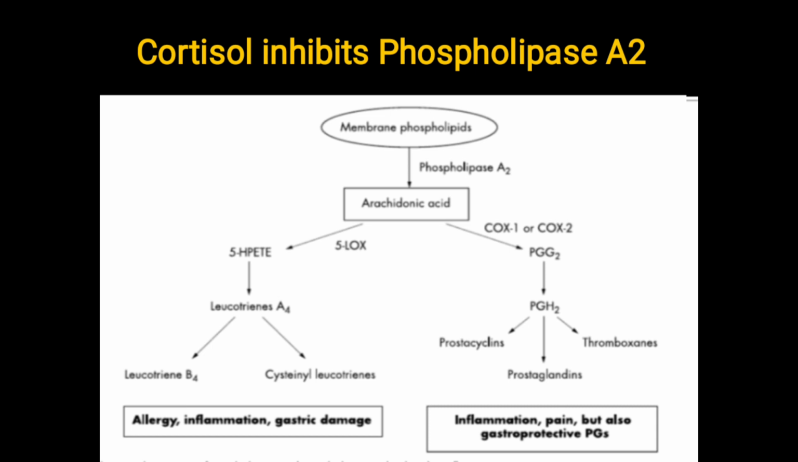So, this is the arachidonic acid pathway which generates the mediators of chemical inflammation by means of two pathways, that is, the lipooxygenase and the cyclooxygenase pathways. Here, the membrane phospholipids are converted to arachidonic acid by the enzyme phospholipase A2. This enzyme itself is inhibited by cortisol so that arachidonic acid is not converted to the chemical mediators of inflammation.